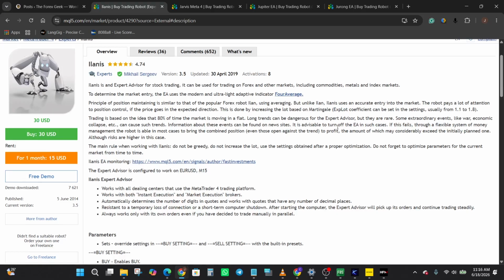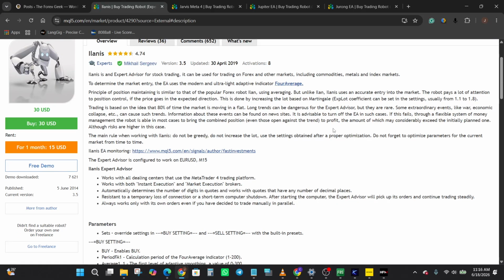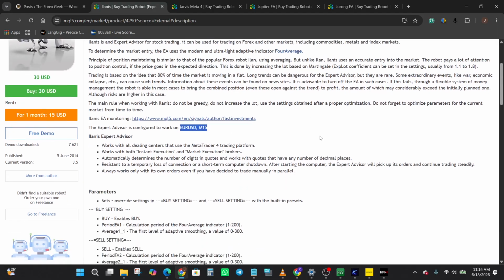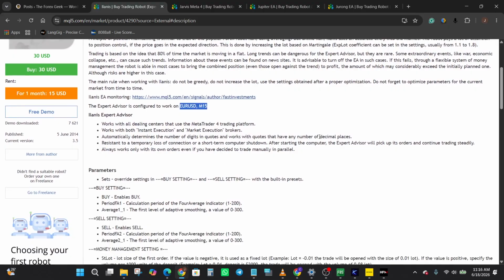One important recommendation from the developer is that the EA is configured to work on EURUSD using the M15 time frame. This is the primary setup mentioned on the marketplace page, so that is the context I would focus on when reviewing any historical testing results.